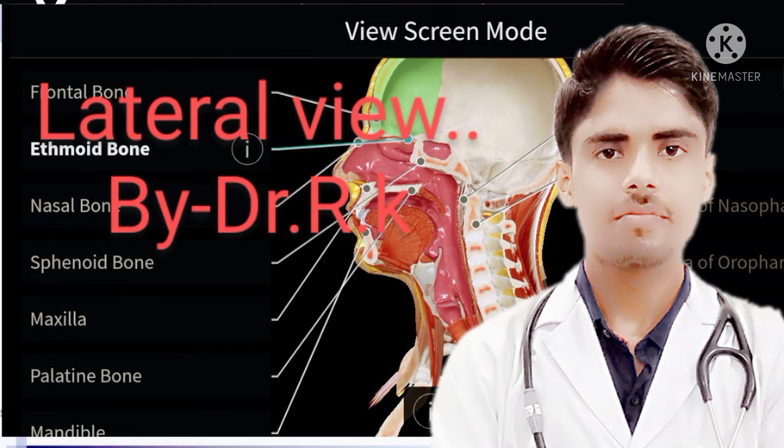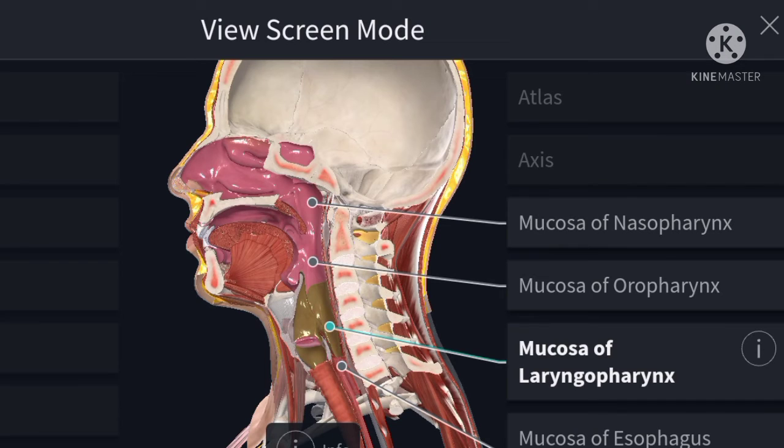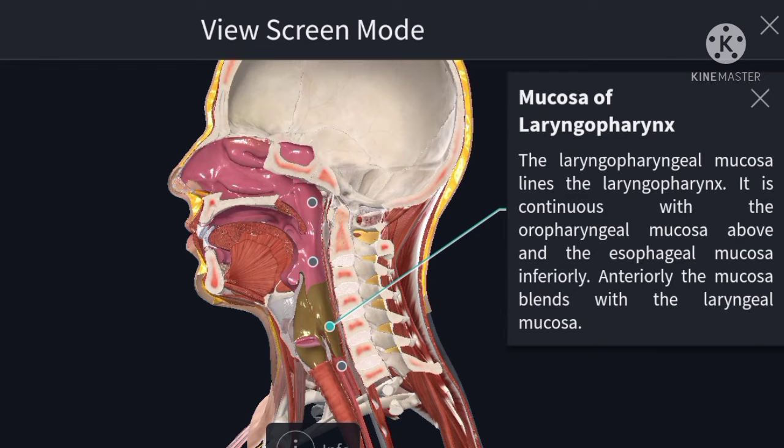Now we will see the mucosa of the laryngopharynx. As you can see here, this is the mucosa of the laryngopharynx. The laryngopharyngeal mucosa lines the laryngopharynx, and it is continuous with the oropharyngeal mucosa above and the esophageal mucosa inferiorly. Anteriorly, the mucosa blends with the laryngeal mucosa.